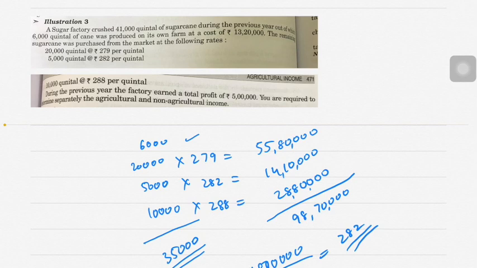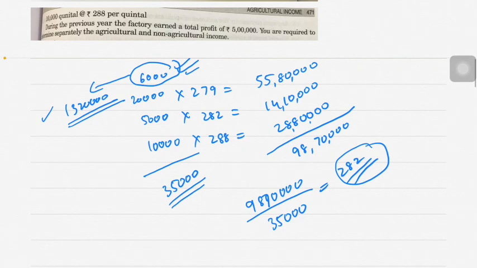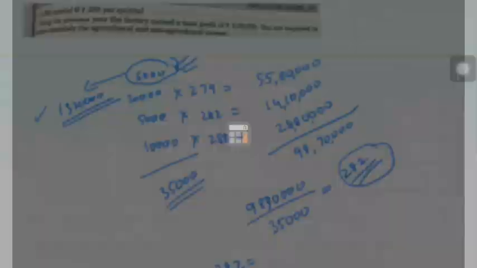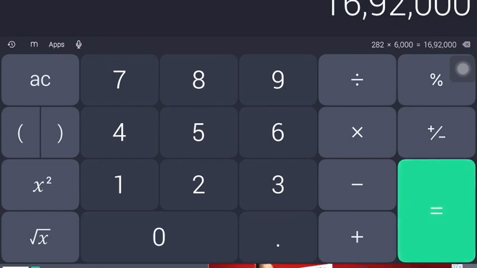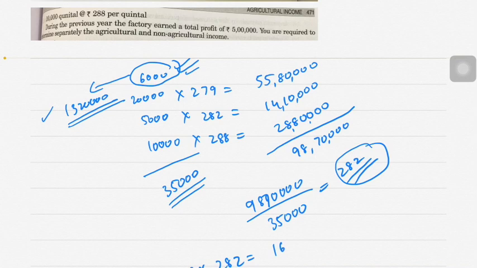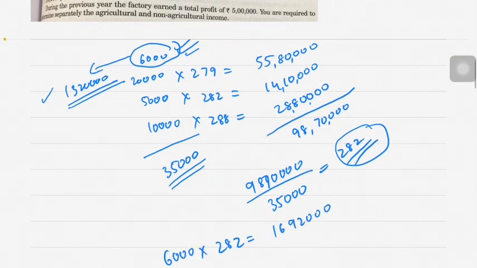Okay. So a sugar factory crushed 21,000 quintal of sugarcane during the previous year, out of which 6,000 quintal was produced on its own and costed 13,20,000. To produce 6,000 quintals of sugarcane, it cost 13,20,000, but you will not take this rate, you will take the market value. Okay, so 6,000 into 282 is how much? 282 into 6,000 comes to 16,92,000. So this comes to 16,92,000.